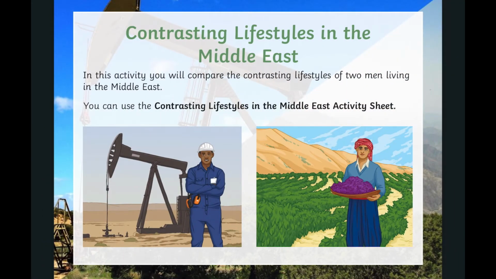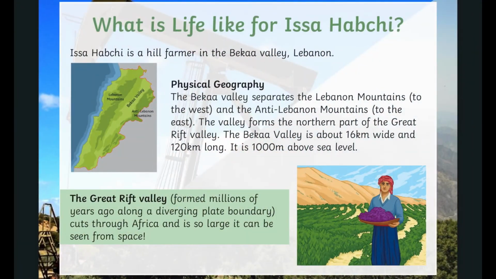So, look at your handout, the contrasting lifestyles in the Middle East activity sheet, and we're going to move on to looking at them in more detail. What is life like for Isa Habchi? Isa Habchi is a hill farmer in the Bekaa Valley in Lebanon.